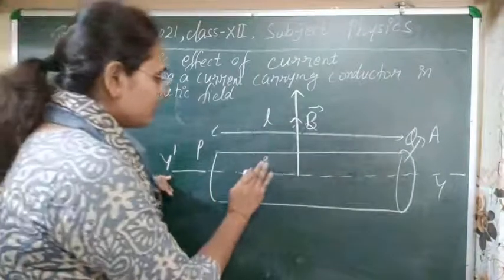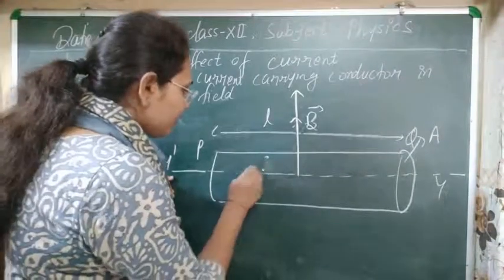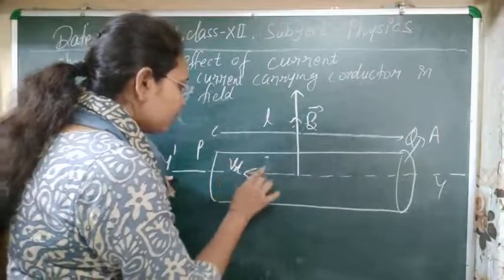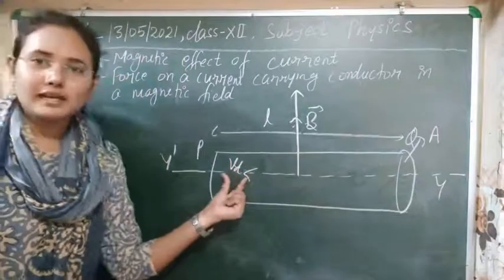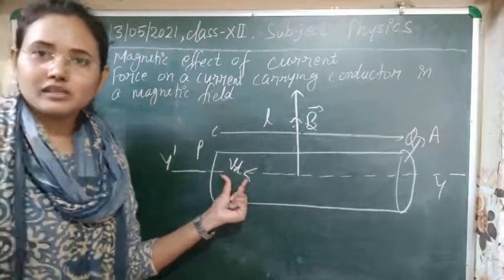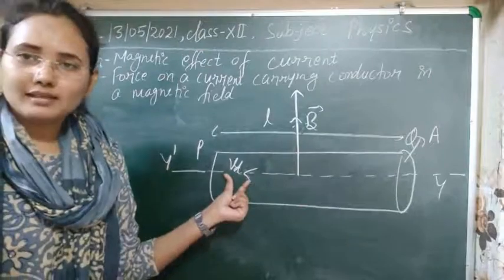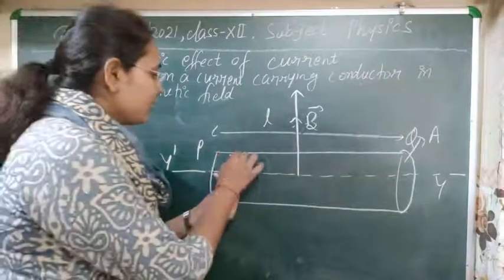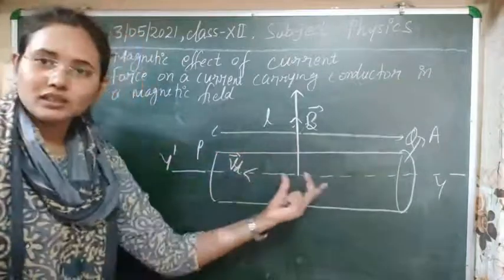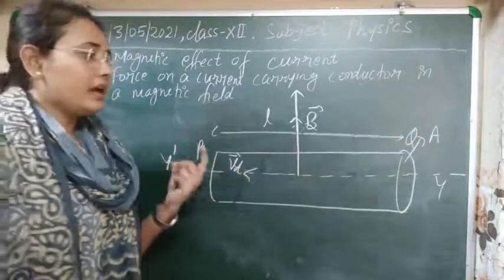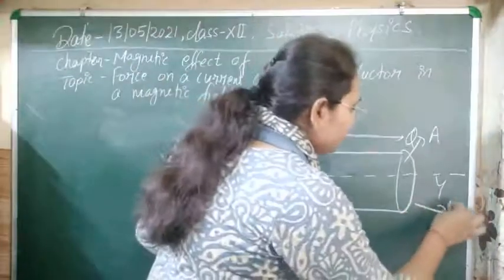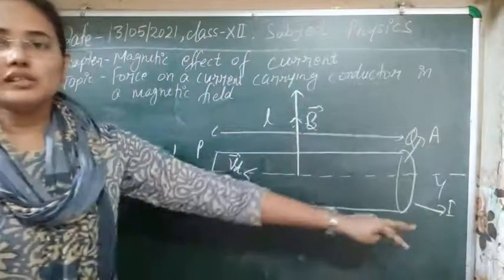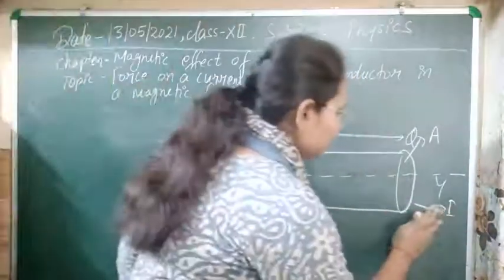This is the direction of the drifting of the electrons. Obviously, electrons have a drift velocity. Suppose the velocity is Vd, so the direction of Vd will be along the direction of the electrons, and the direction of current will be opposite to this. So this is the direction of current we have.